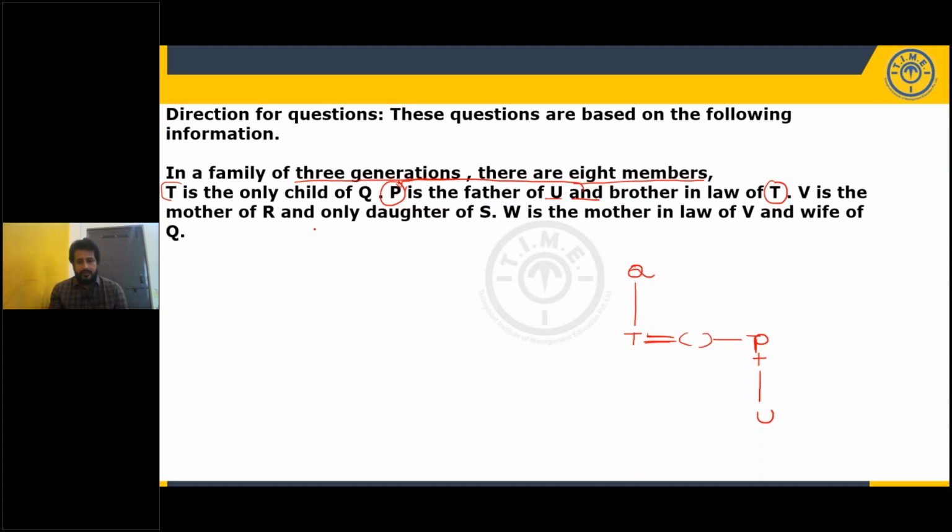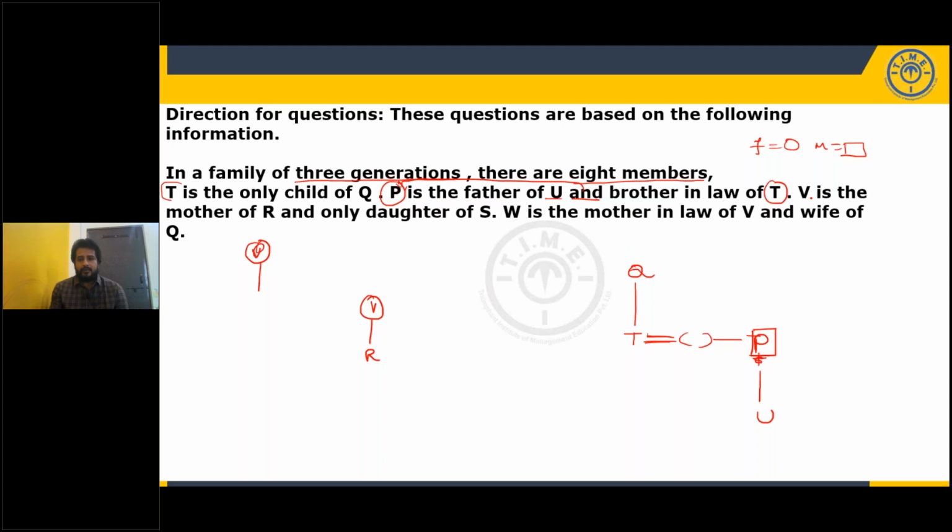Okay. V is the mother of R. We cannot link with this, but we'll write it side by side. V is the mother. So circle represents female. Okay. I'll take the circle for female and for male we'll take the square box. Okay. P is a male. Now V is a mother to whom? R. V is the mother of R.